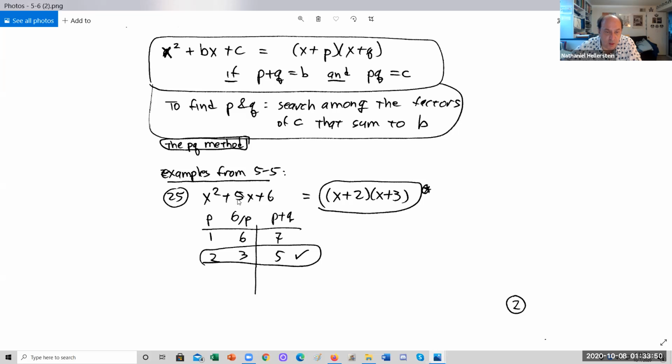Okay, their sum must be 5, their product must be 6. So whatever p is, q is 6 divided by p. So I'll try various values for p. Find their sum. Okay, so let's do a search. If p is 1, then 6 over that is 6. 1 plus 6 is 7. Not quite. If p is 2, then 6 over p is 3. 2 plus 3 is 5. Yes, that works. So x squared plus 5x plus 6 equals x plus 2 times x plus 3. There.